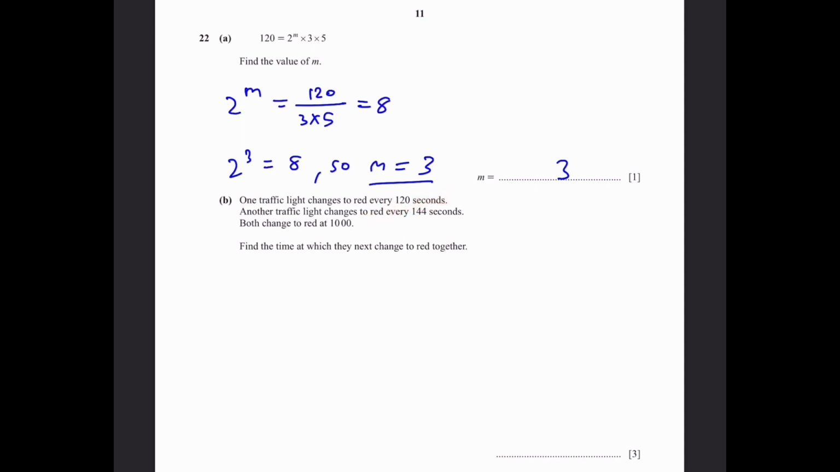B. One traffic light changes to red every 120 seconds. Another one changes to red every 144 seconds. Both change to red at 10 o'clock a.m. Find the time at which they next change to red together. So let's find the LCM of 120 and 144.